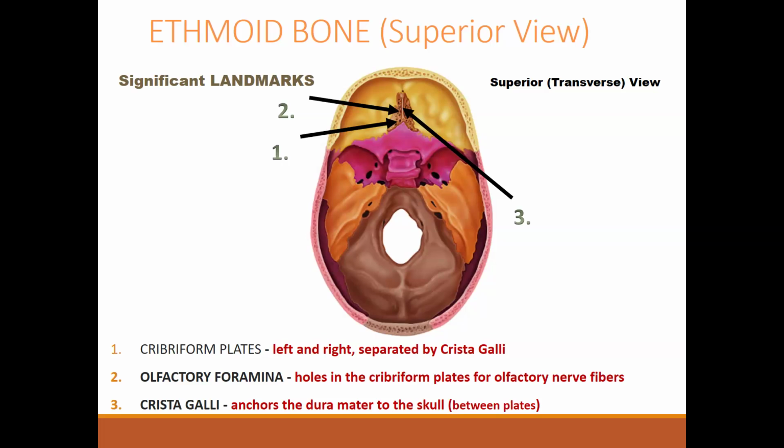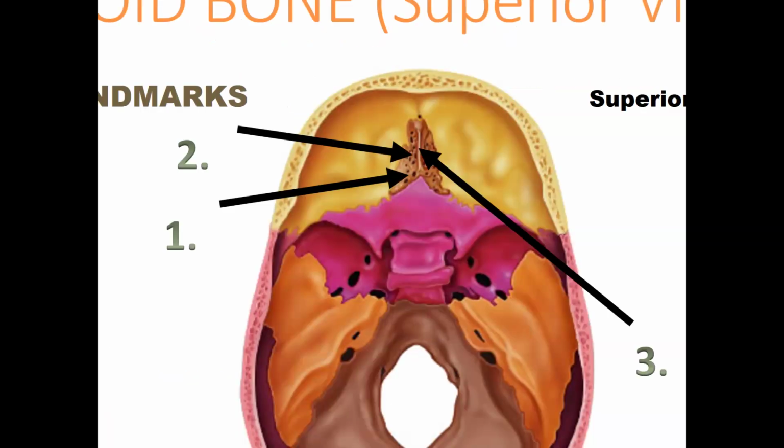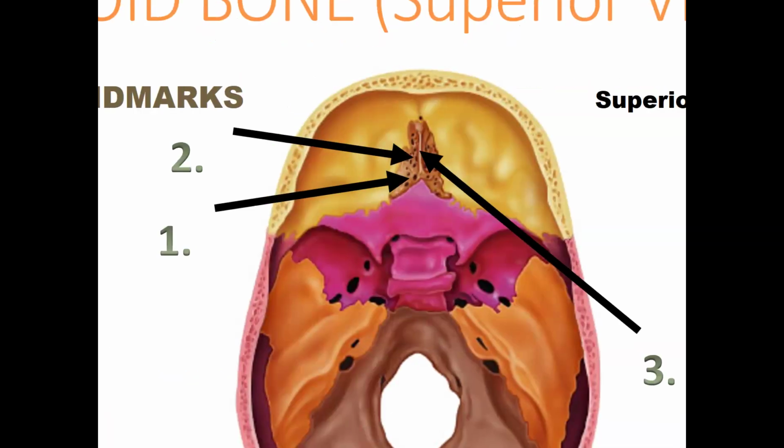So these holes here, and I don't think your models show any holes, do they? Well, there should be holes there, right? It's actually 2 plates of bone, one left, one right, that come to a peak. It sits like this, like a tent. The peak in the middle, like a little shark fin, that's called the crista galli.